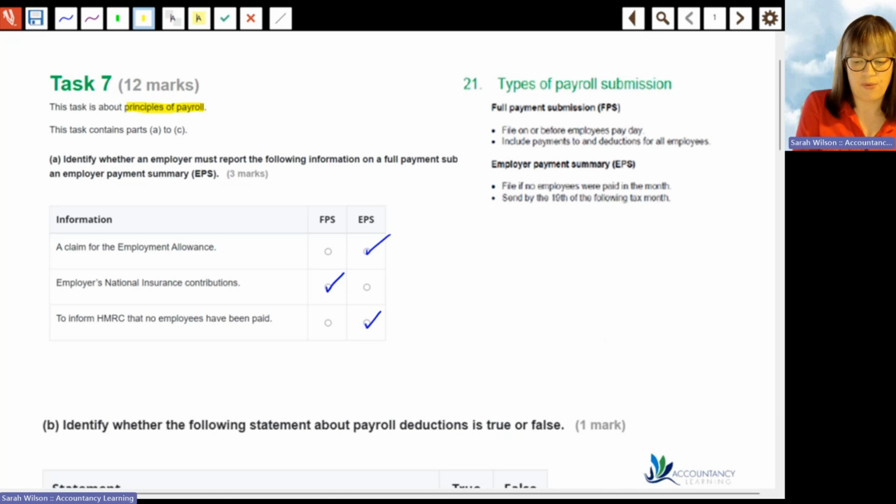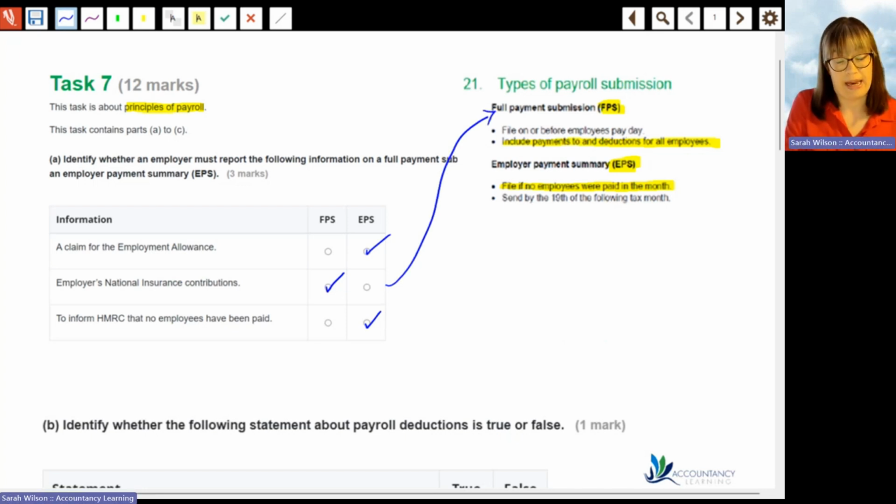And we can see if we look at our reference material for EPS, file if no employees were paid in the month. And when we look for our FPS, that's all about include payments to and deductions for all employees. So that's why the national insurance contribution is on the FPS.